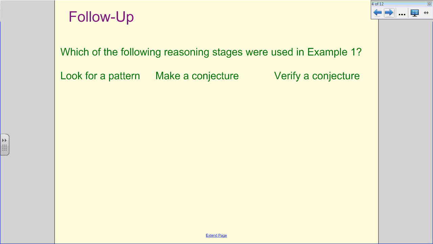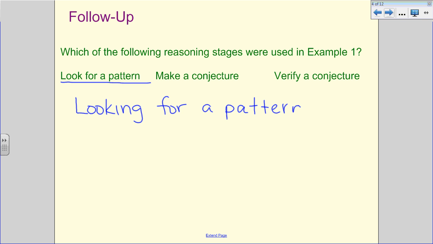So which of the following reasoning stages were we using in that example 1? Well, we looked for a pattern. So we were looking for the pattern. And then after we looked for that pattern, we didn't verify the conjecture, we simply made a conjecture. So we looked for the pattern, and then we made a conjecture.